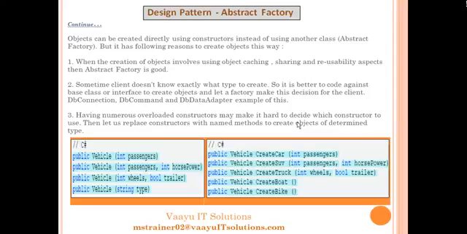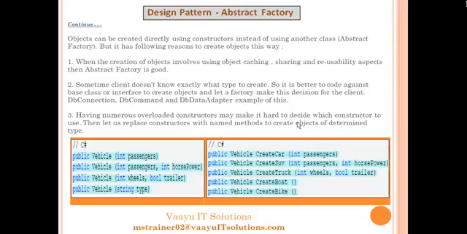I can say objects can be created directly using constructors. Listen, objects can be created directly using a constructor instead of using another class. So what extra are we getting using the abstract factory? It has the following reasons to create objects this way. Suppose you want to do some caching, sharing and reusability, so the constructor will be called, I can say, one time. So this abstract factory has some methods that can be used for caching, etc.